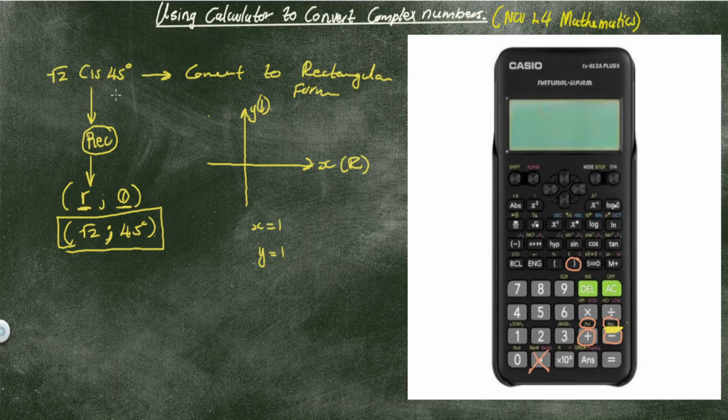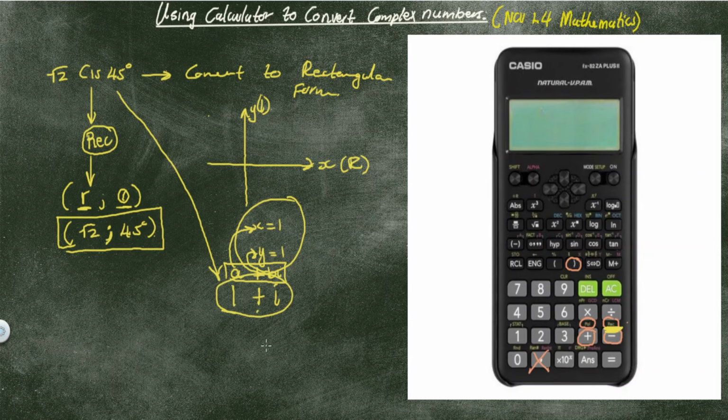So in standard form, the calculator gave us 1 plus i. Remember, the standard form is a plus bi. So the a is the same as x, and the b is the same as y. Which brings me to this rectangular form, 1 plus i. So this is how you do the conversion using your Casio calculator. I don't know about the other brands, guys.